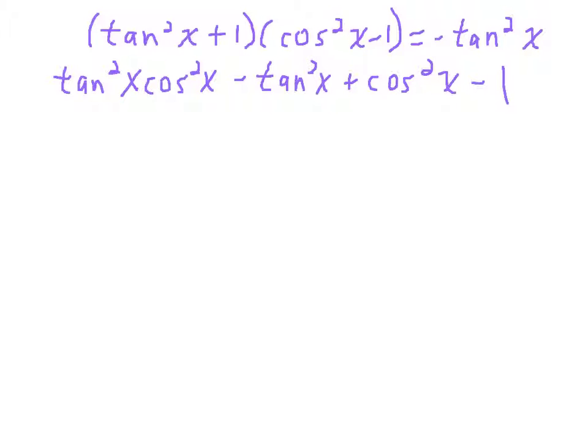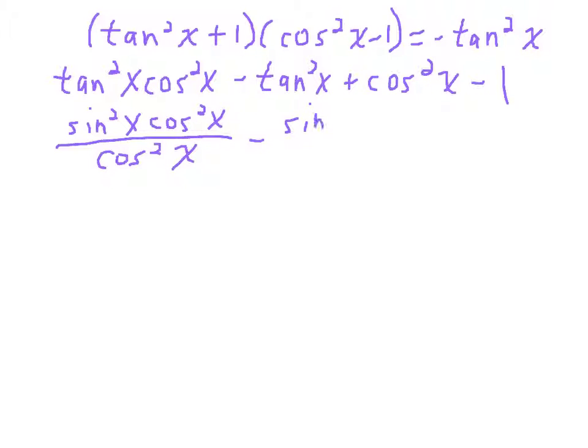Maybe I can convert things over to sines and cosines here. So I've got a sine squared x cosine squared x over cosine squared x minus sine squared x over cosine squared x plus a cosine squared x minus 1. Okay. Let's see. Maybe use a little bit of algebra here. We can simplify that.